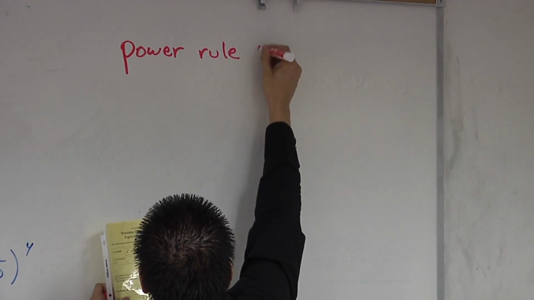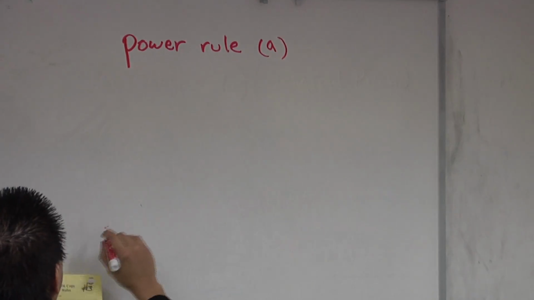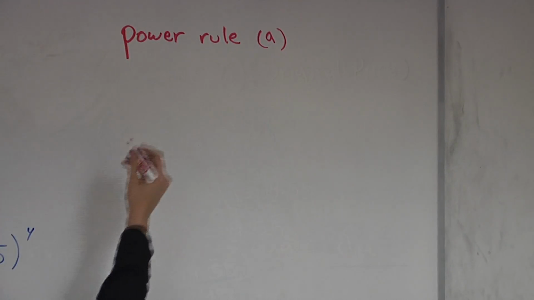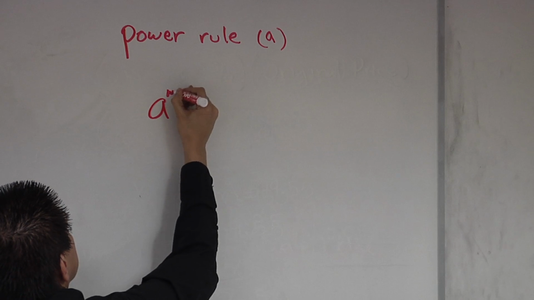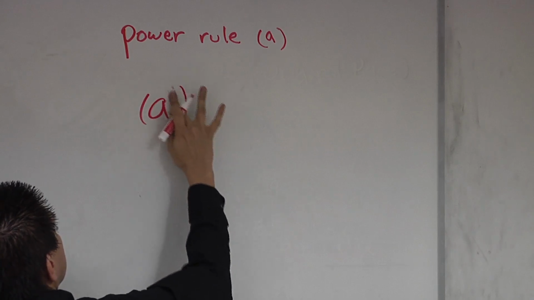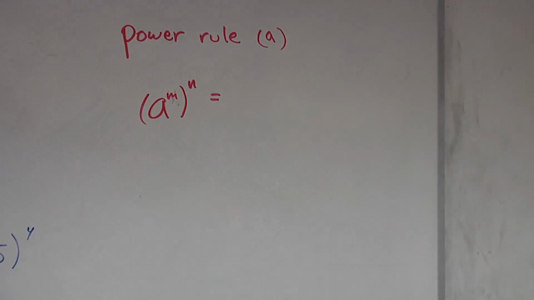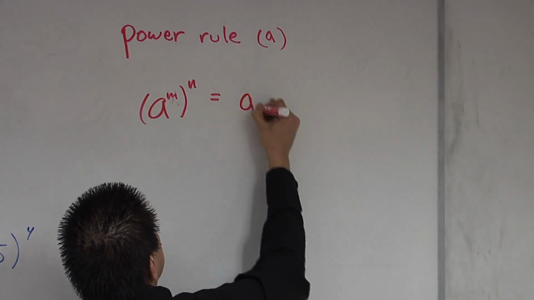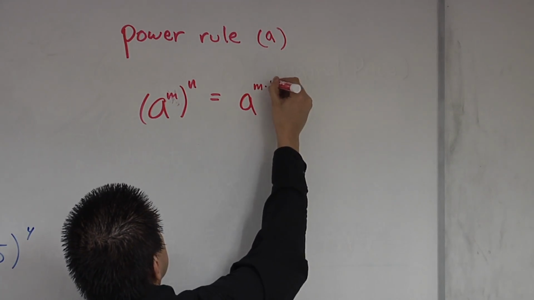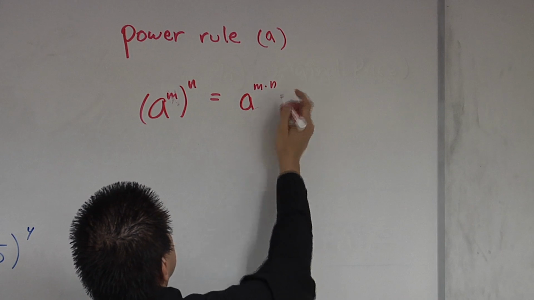And they're calling this power rule A. What this one is stating is we have a to the m, to the n. Do you guys recall what this is equal to? It's where you multiply the exponents instead of adding them. Okay, so you agree with that? We end up multiplying these, so this is going to be a to the m times n.